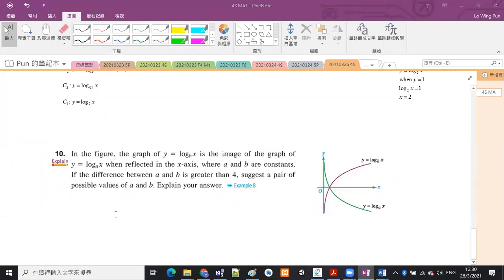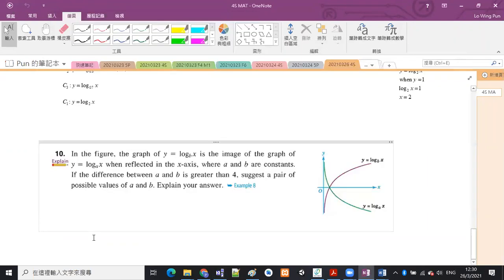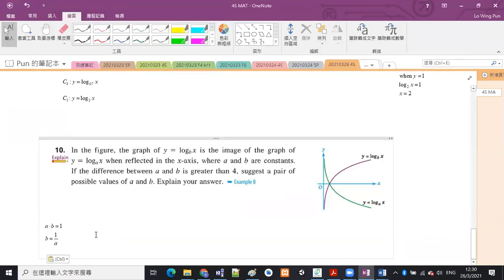Which means that a times b should be equal to 1, or b is equal to 1 over a. So one of them is the reciprocal of the other. Then, they give a rather boring restriction, which is the difference between a and b is greater than 4.